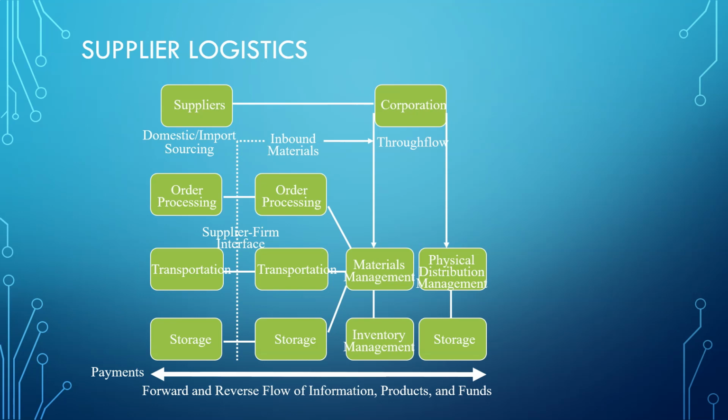The figure in this slide shows some of the logistical operations between a firm and their suppliers, such as order processing, transporting, storing, material management, inventory management, and physical distribution. Not to mention that within all that we have the transaction of money. As you can see, there is invoicing, which is the flow of information, and the payment on the other side for the transaction of money.